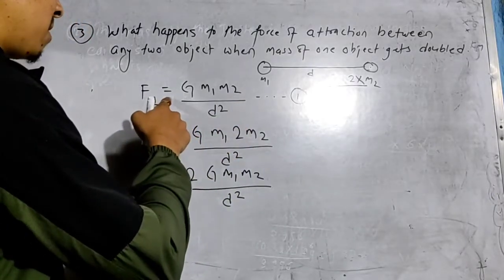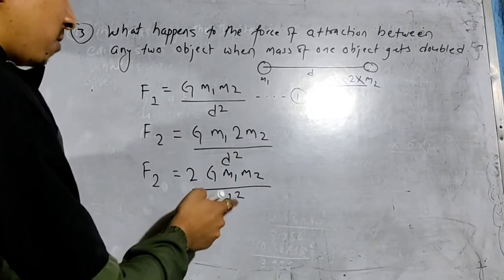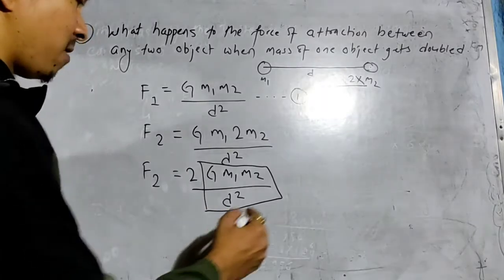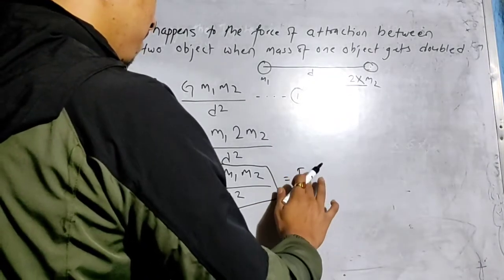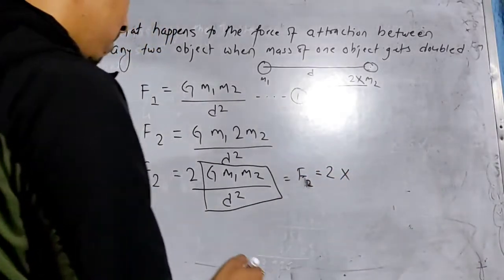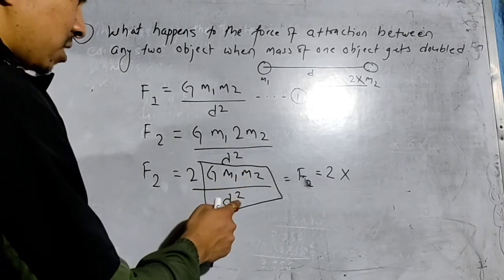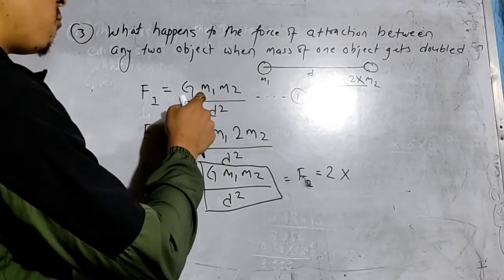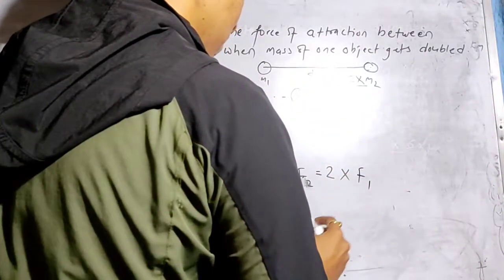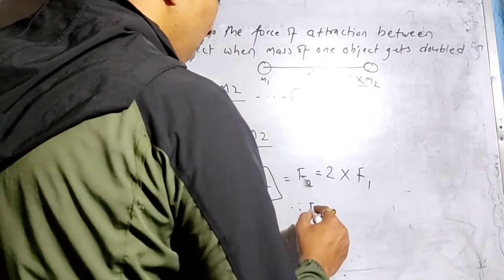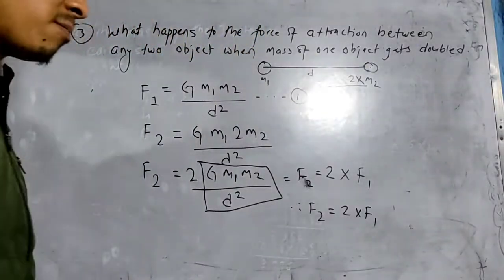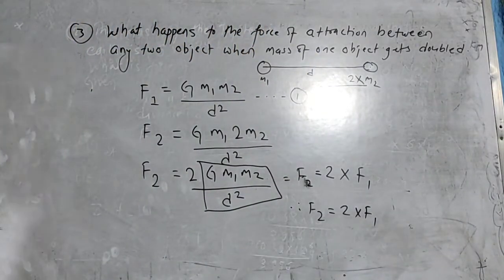Now look at it, G m1 m2 by d square from equation 1. F1 is equal to G m1 m2 by d square. Simply we can substitute this value as F1. So now F2 is equal to 2 into, now look at here, G m1 m2 by d square. That means G m1 m2 by d square is equal to F1. Then therefore F2 is equal to 2 times F1. That means the force of attraction will become double.